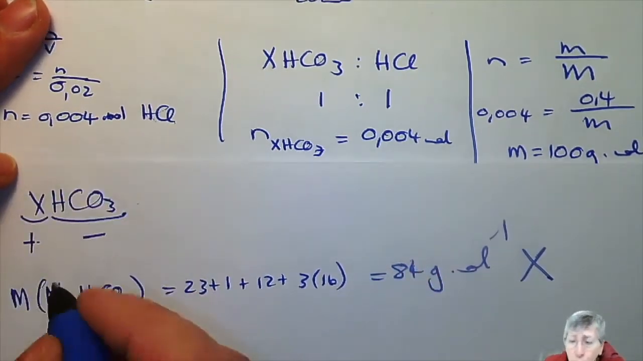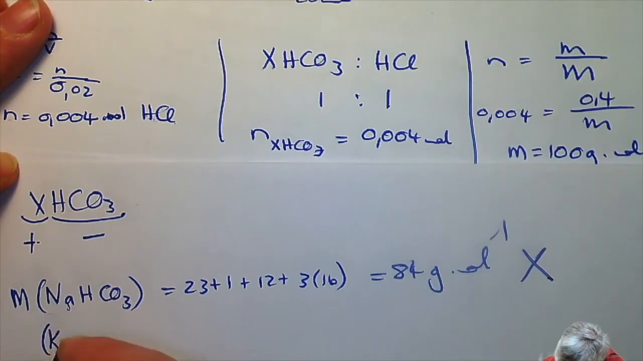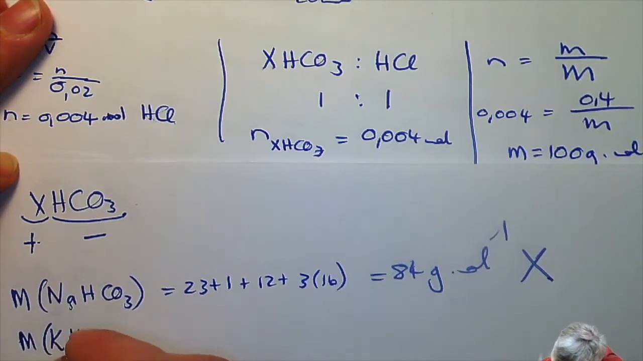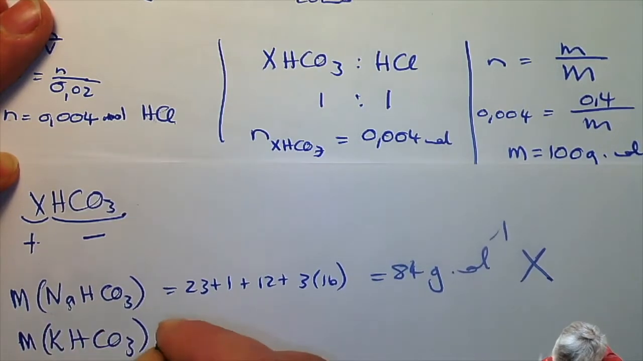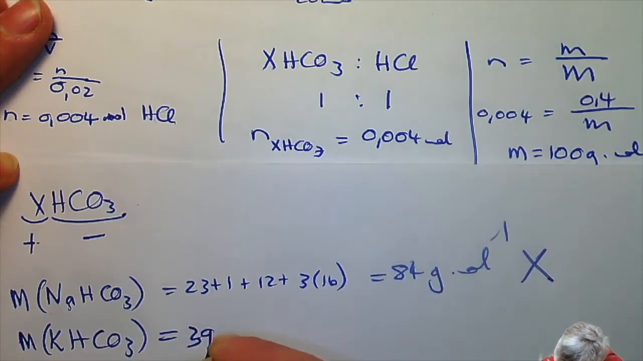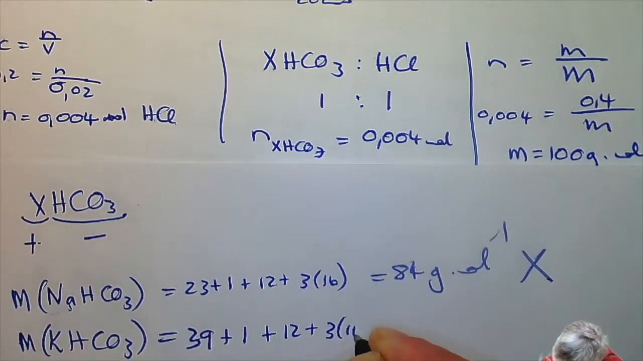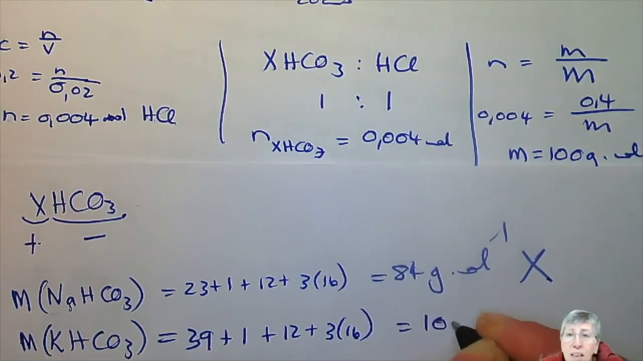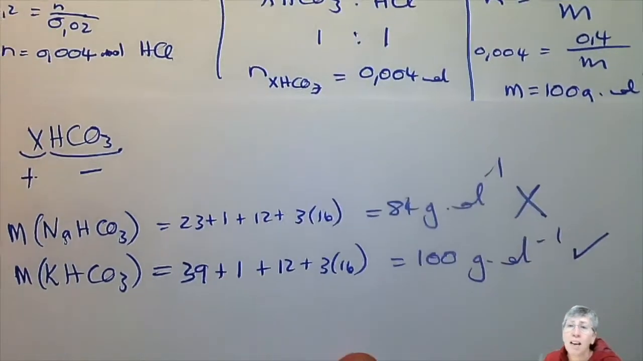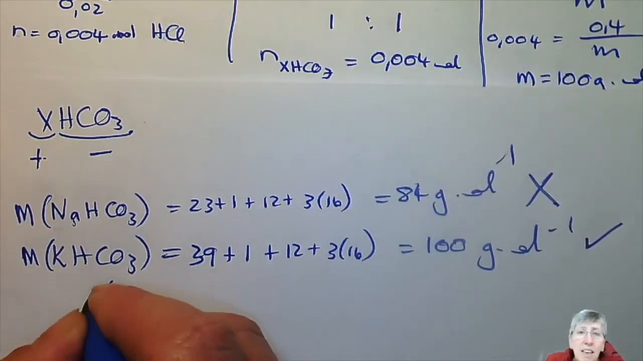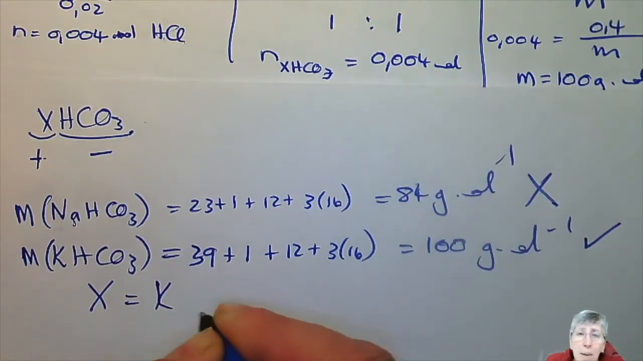Next up in group 1, you will find potassium. So if we work out the molar mass of potassium bicarbonate, that will be 39 plus 1 plus 12 plus 3 times 16. And if you do that, you end up with 100 grams per mole. And that is what I am looking for. So immediately that tells me X will be potassium.